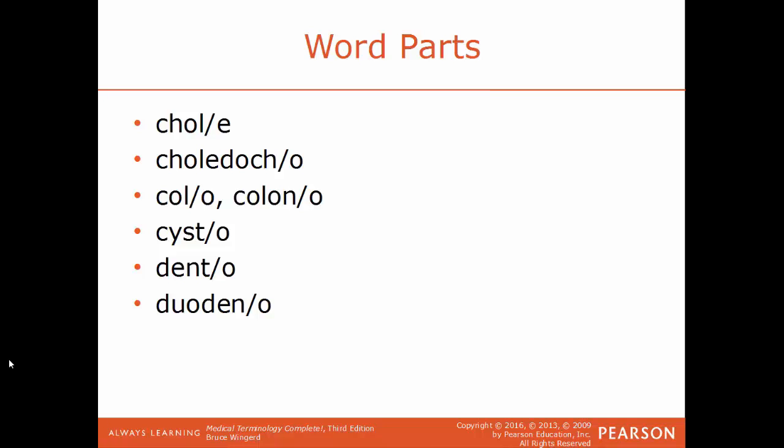Col is also a reference to bile. Choledocho is a reference to the common bile duct. Colo or colono is a reference to the colon. Cyst or cysto is a reference to a sac of fluid or the urinary bladder or a cyst in general. Dento is a reference to teeth. And our last term here, duodeno, is a reference to the duodenum, which is a section of the small intestine.